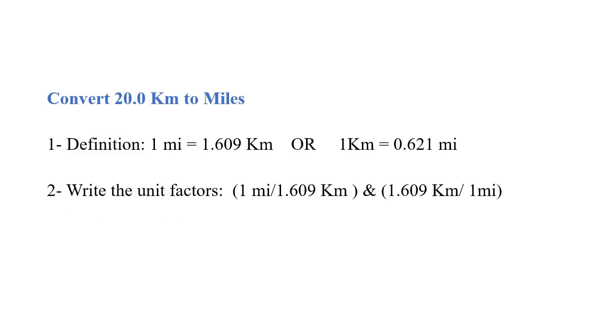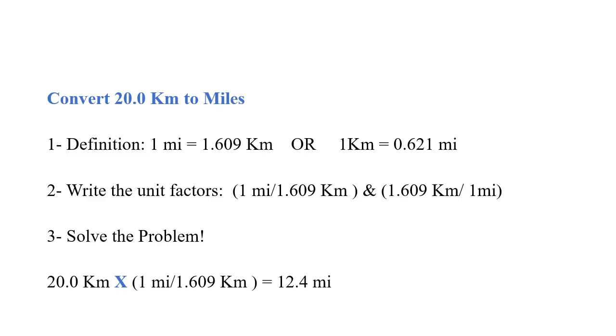Step two is write the unit factor. If I choose the first definition, so it is 1 mile over 1.609 kilometers and 1.609 kilometers over 1 mile. This is the unit factor. Number three, solve the problem and simply multiply 20.0 by their right unit factor, and of course the answer is exactly the same as in the first method, 12.4 miles.